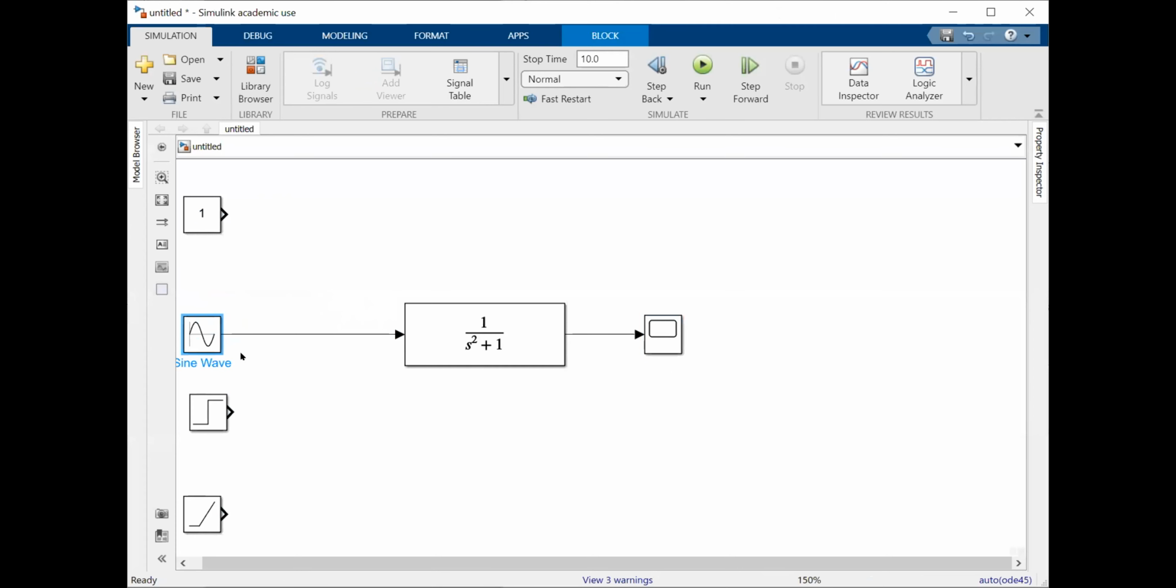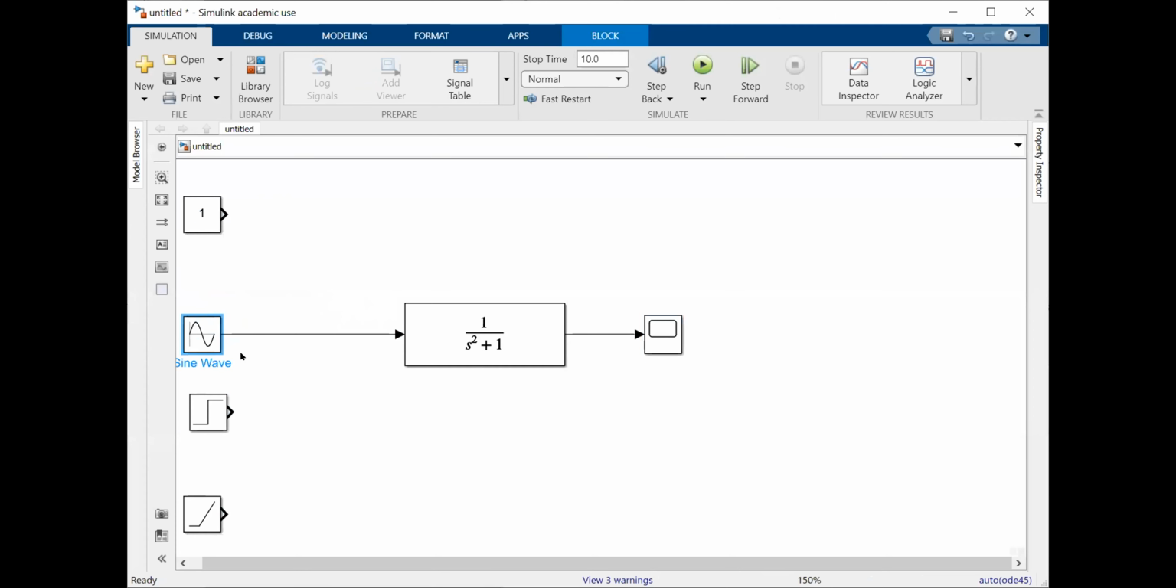But as you can see, this system response is sort of jagged. And the reason this system response is jagged is because the simulation step is not too fine. So if you want to make the changes to the simulation time step, what you need to do is go back to your screen, and then you need to see the simulation parameters.